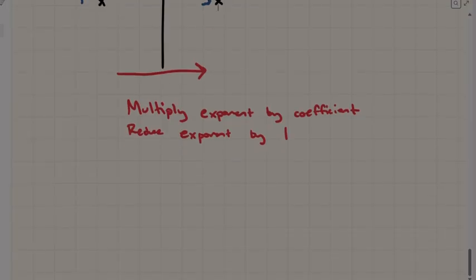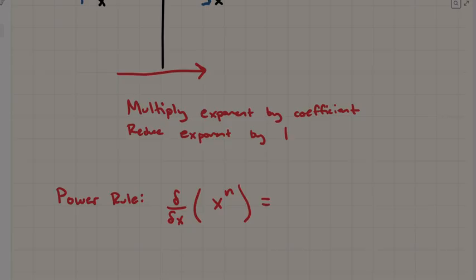And so this one is what we call the power rule. And basically it just says that the derivative of x to the n equals, what do we just say? We say multiply the exponent by the coefficient, so it would be n x, reduce the exponent by 1 to the n minus 1.